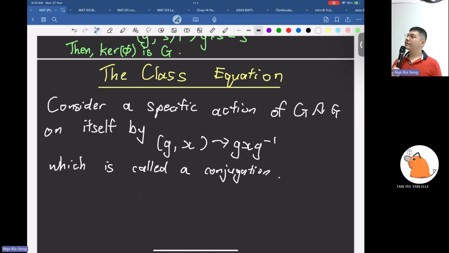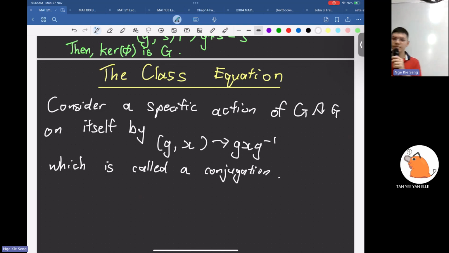This action is similar to the left action, but it's not the same, because we don't just look at g multiplied with x. We multiply x by g in the front and g inverse at the back. How they multiply is using the left action. We put g in the front and g inverse at the back. This is what we call a conjugation.